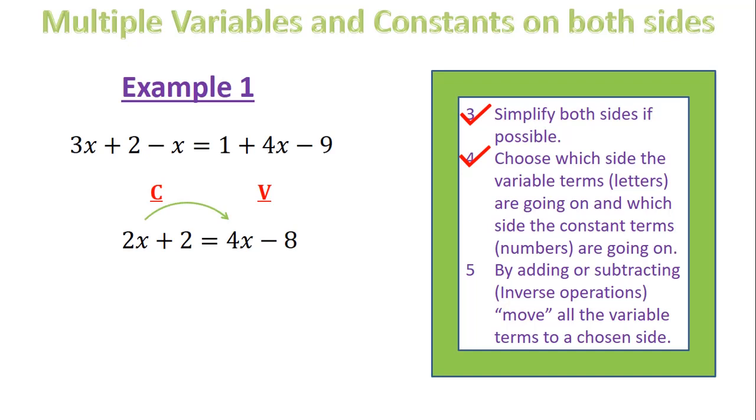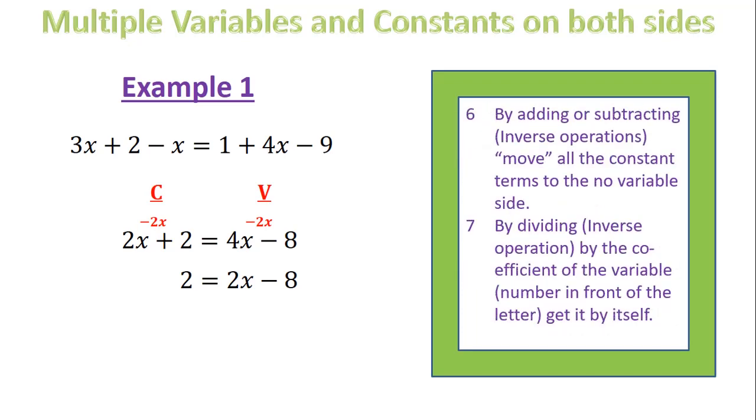Now, to get rid of a 2x, our rule says by adding or subtracting. So we've got 2x, we take 2x away from both sides. That means 2x minus 2x just disappears, and we have 2 on the left hand side equals 4x minus 2x is 2x, and then minus 8. And then we've completed step 5.